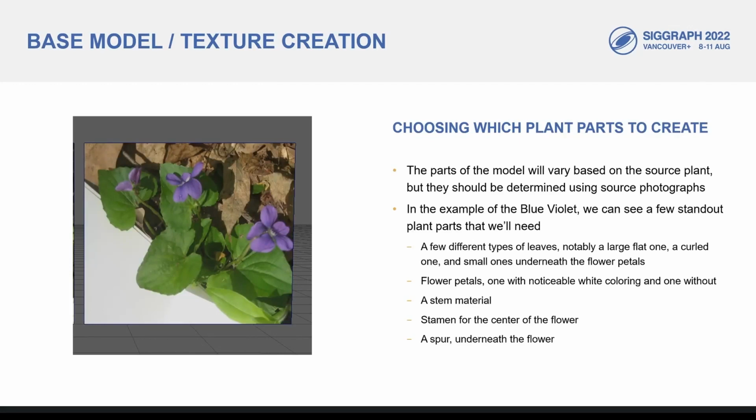So in order to create a texture sheet for our plants, we need to determine which plant parts will be on that texture sheet. The important parts of a model will vary totally based on the source plant, but they should always be determined using your source photographs. In the example of our blue violet, this is probably our best source photograph that we have, and we can see a few really important standout plant parts there. There's quite a few different types of leaves. There's notably a really large flat one. There's one that's curled up like a cylinder, which is really cool.